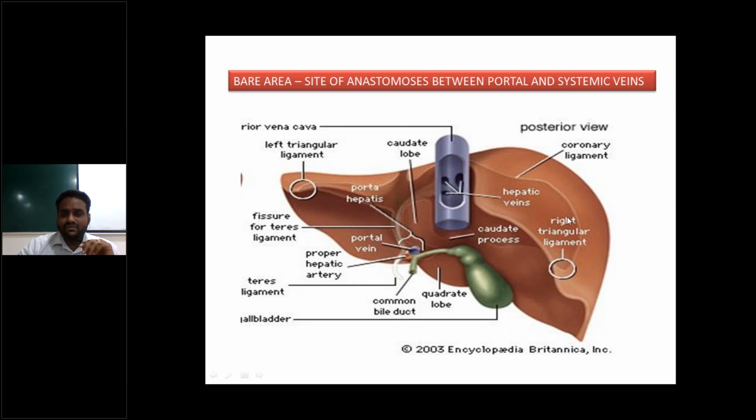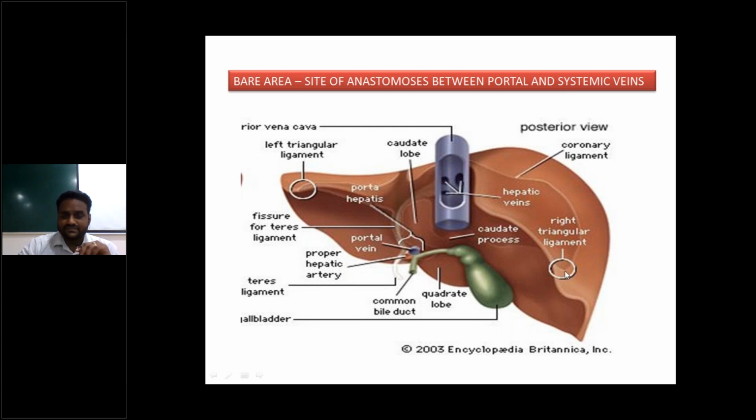Now we come to the boundaries of the bare area of the liver. What is the shape of the bare area of the liver? Say loudly. Triangular in shape. Very good. It is present on the posterior surface of the right lobe of liver, triangular in shape. So we see the boundaries. The base is formed by the groove for inferior vena cava, and the apex is formed by the right triangular ligament.